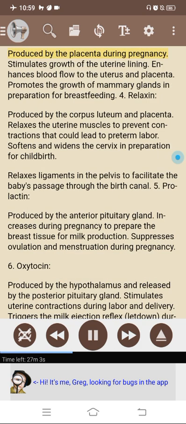3. Estrogen. Produced by the placenta during pregnancy. Stimulates growth of the uterine lining. Enhances blood flow to the uterus and placenta. Promotes the growth of mammary glands in preparation for breastfeeding. 4. Relaxin. Produced by the corpus luteum and placenta. Relaxes the uterine muscles to prevent contractions that could lead to preterm labor. Softens and widens the cervix in preparation for childbirth. Relaxes ligaments in the pelvis to facilitate the baby's passage through the birth canal.